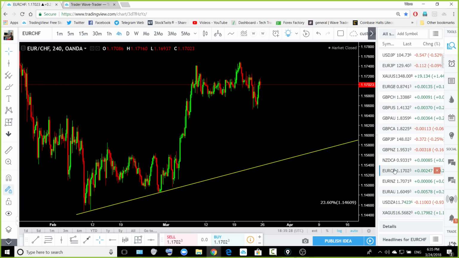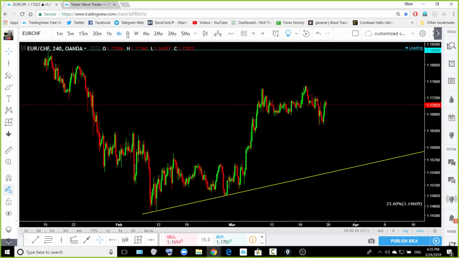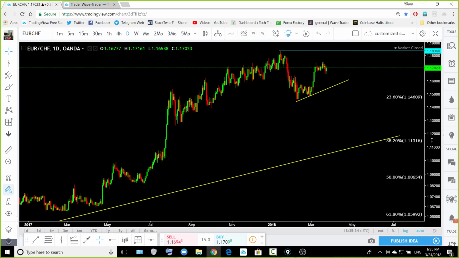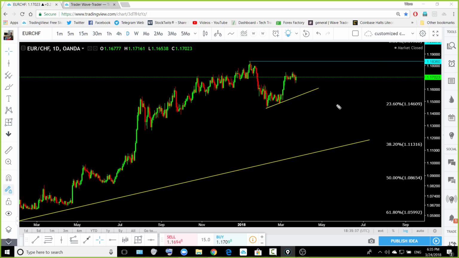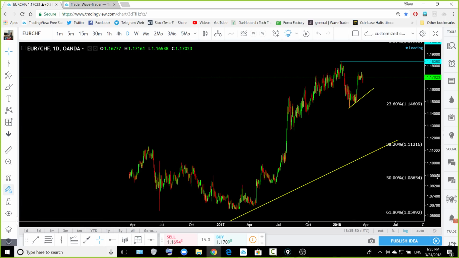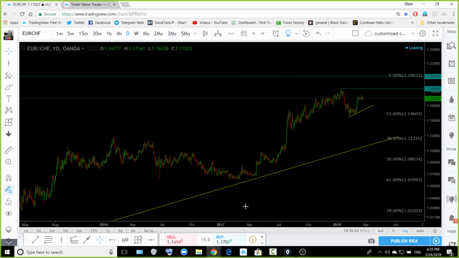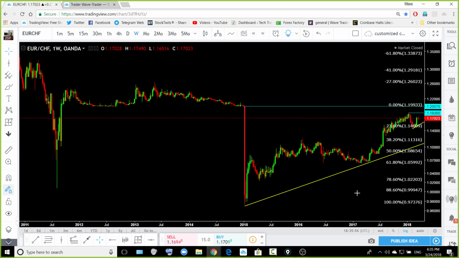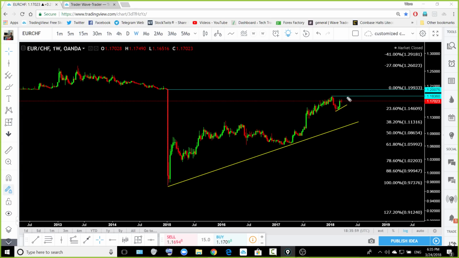So Euro Swiss can test the top and then drop. This is the trade for the longer term. You should not be very interested in that trade, although you can buy it, but the potential is not huge there. This pattern is going to end at the bottom. This pair will drop. This is the wave, a simple ABC move completed. That is your trade.